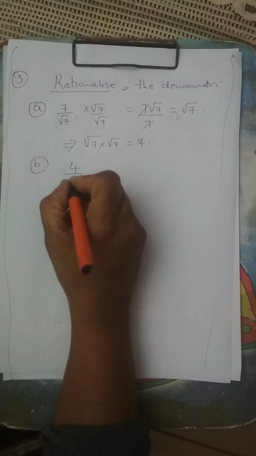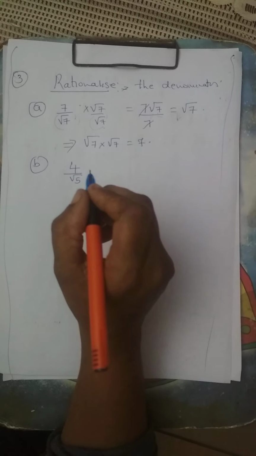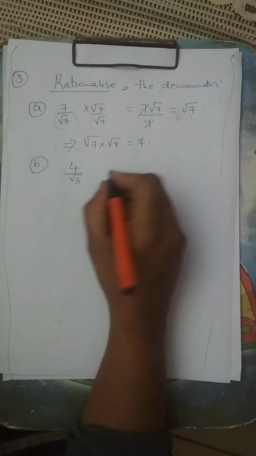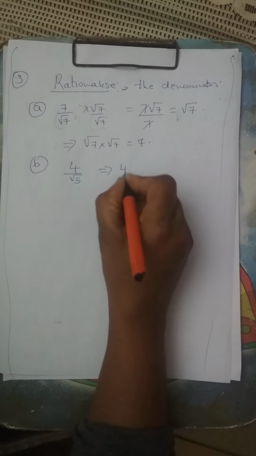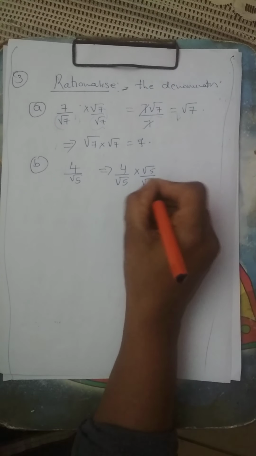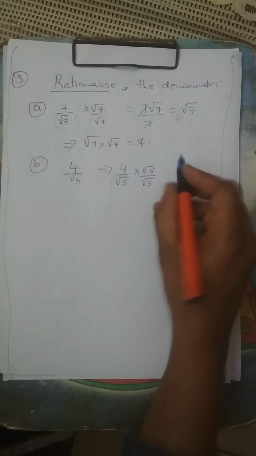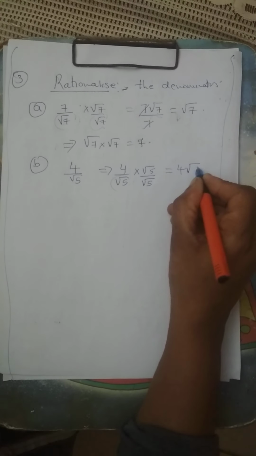Now B. Four upon root 5. Okay? So what to do here? It's 4 upon root 5 into root 5 upon root 5. Okay? So we are taking only this. So it is 4 root 5 upon 5.